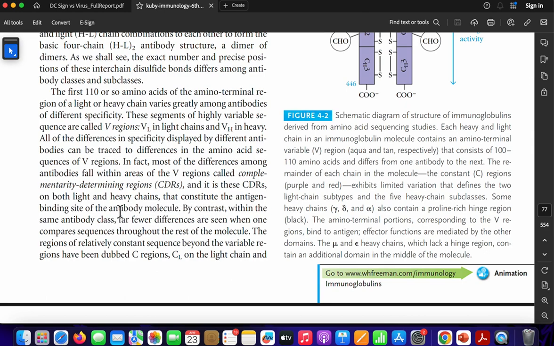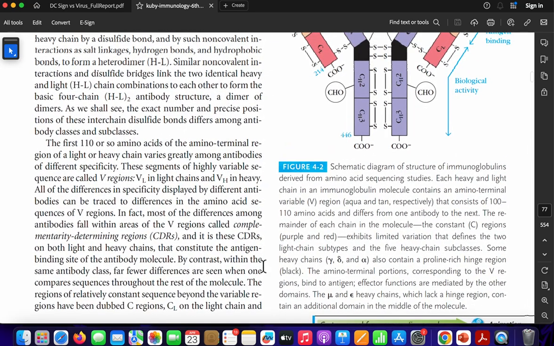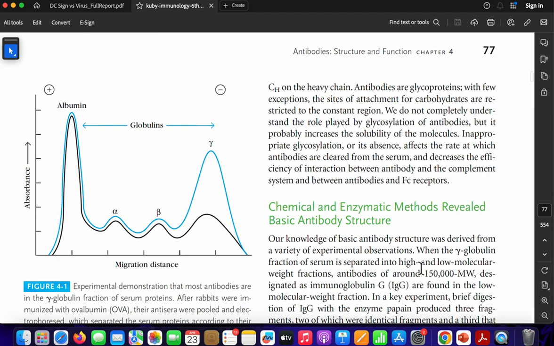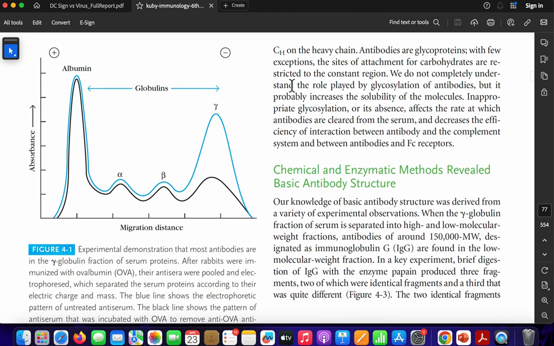By contrast, within the same antibody class, far fewer differences are seen when one compares sequences throughout the rest of the molecule. The regions of relatively constant sequence beyond the variable regions have been dubbed C regions, CL on the light chain and CH on the heavy chain. Antibodies are glycoproteins with few exceptions. The sites of attachment for carbohydrates are restricted to the constant region. We do not completely understand the role played by glycosylation of antibodies, but it probably increases the solubility of the molecules.